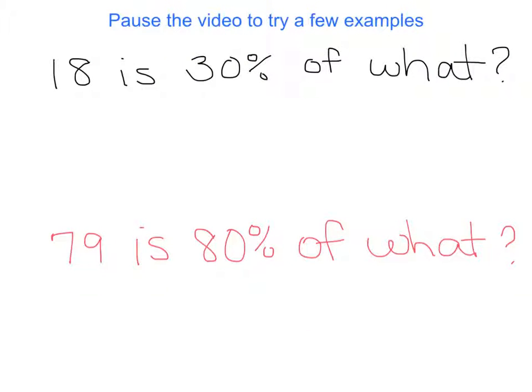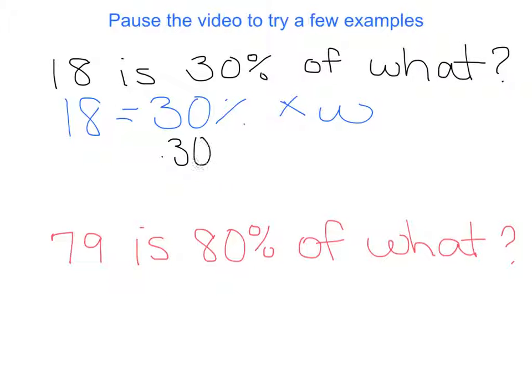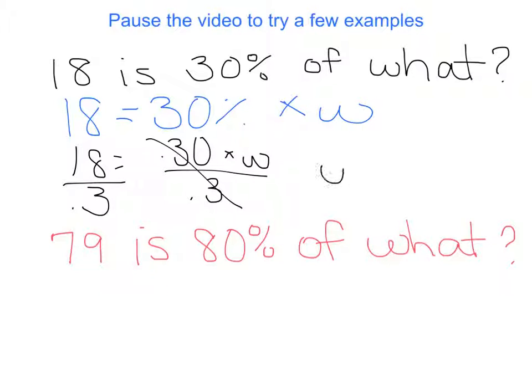Pause the video to try a few examples. For the first example, you have 18 is 30% of what number? You change that 30 into a decimal, and so we have 18 equals 0.3 times W. You divide both sides by 0.3, and you're going to get W equals 60.